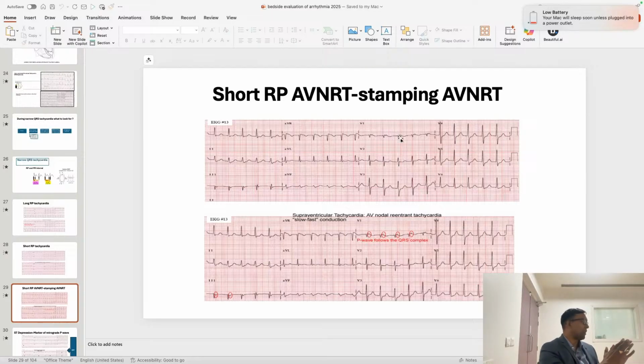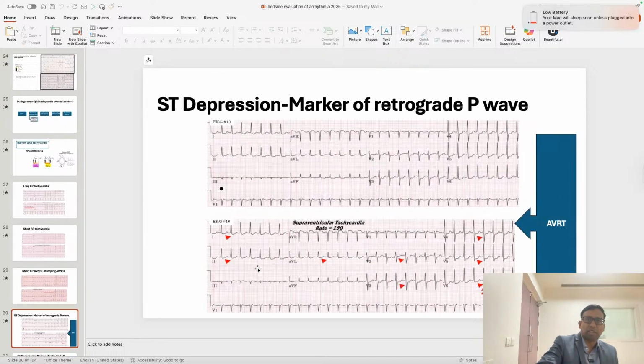And that's why, with a short RP, if you are getting R to P less than 70, until proved otherwise it is AVNRT. By seeing this, there is no need to do the EP study. You can directly label it. So that is the importance. If you get the same morphology, a small r here or a small s wave here, it will be the same AVNRT.